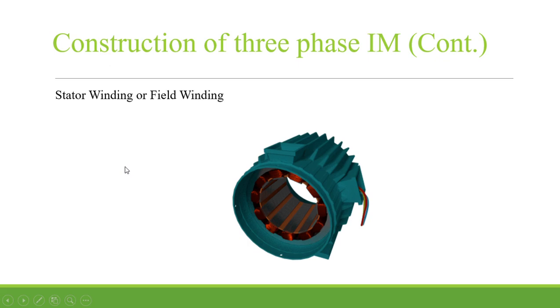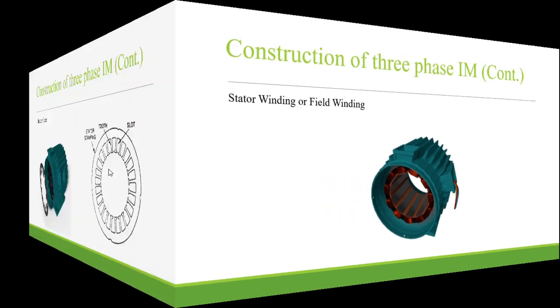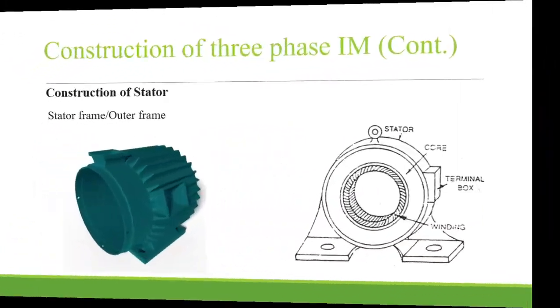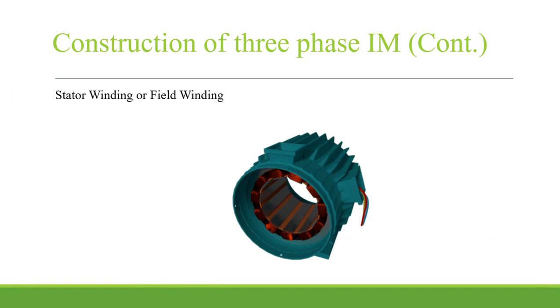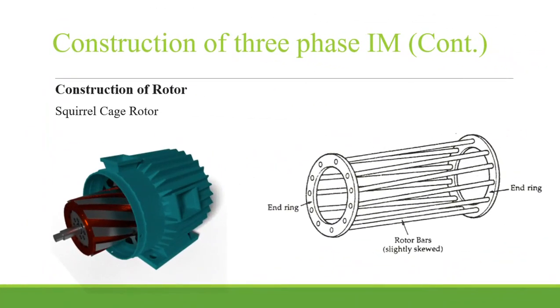So there were three parts for the stator, mainly the stator frame, then the stator core, and then the stator winding. Now coming to the rotor. According to the type of rotor, or the construction of the rotor, an induction machine is of two types.